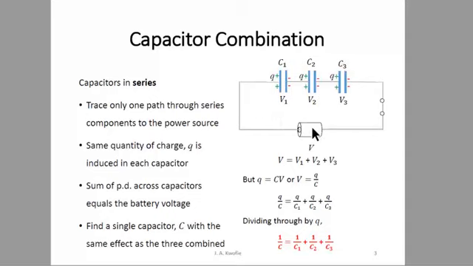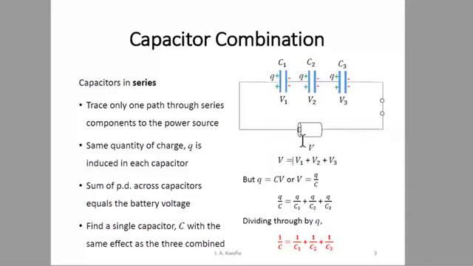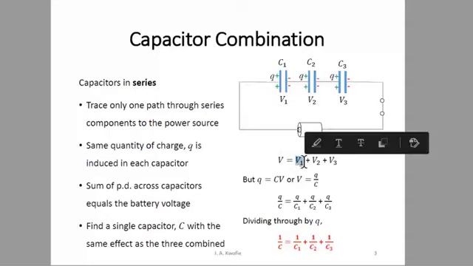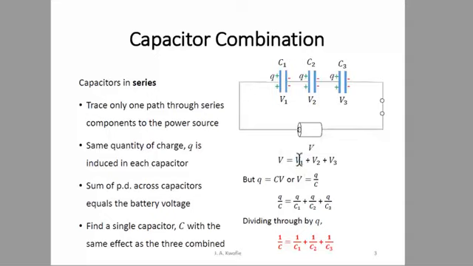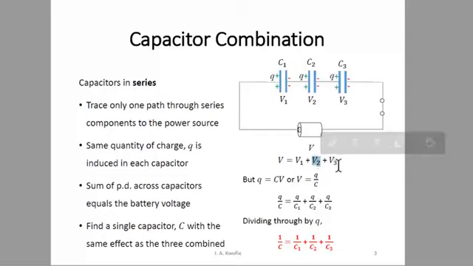Then the power source has a potential difference or a voltage of V. So this V from the source, which is the energy per unit charge, will be shared among the 3 capacitors. The first capacitor will have a portion of it which we are calling V1. The second capacitor will have another portion which we are calling V2. Then the last portion will go to the 3rd capacitor.